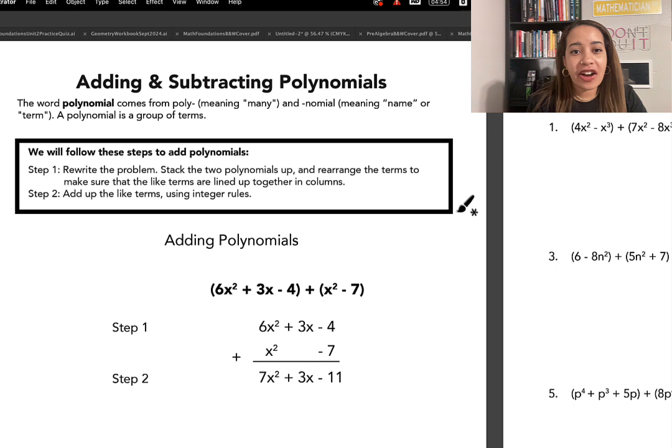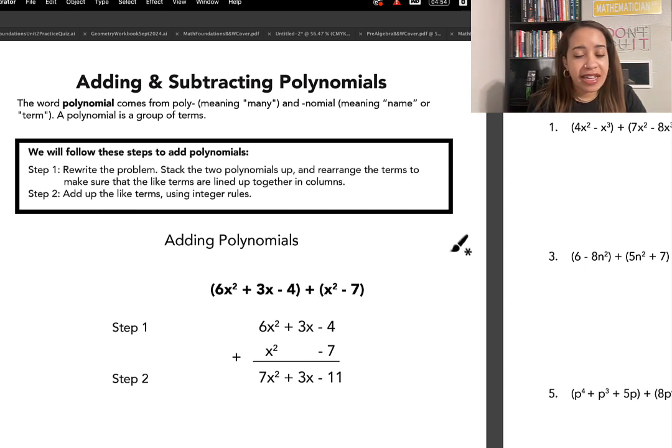Today we'll be working on adding and subtracting polynomials. The word polynomial comes from poly, which means many, and nomial, meaning name or term. So a polynomial is a group of terms. So we'll see that polynomials can have different numbers of pieces.